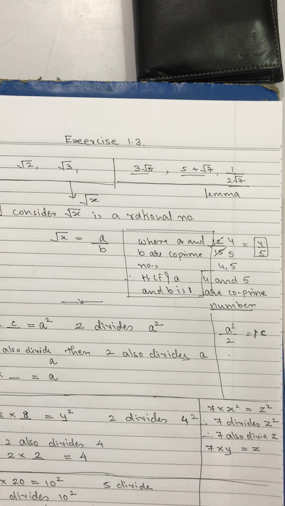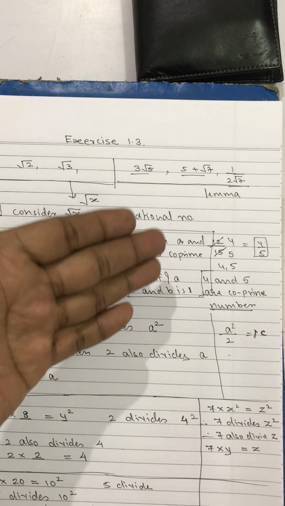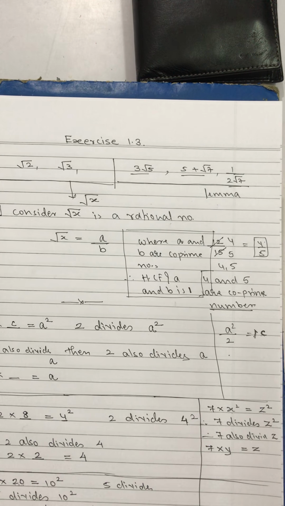Why are we taking co-prime numbers? Because we want a fraction in reduced form. We don't want 12 upon 15, which can have plenty of forms. We want the reduced form, where they are co-prime numbers. Co-prime numbers are numbers whose highest common factor, HCF, is 1. They don't have any common factor. And that is the exact rule we are going to break later.